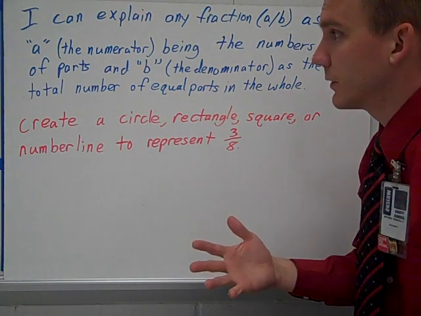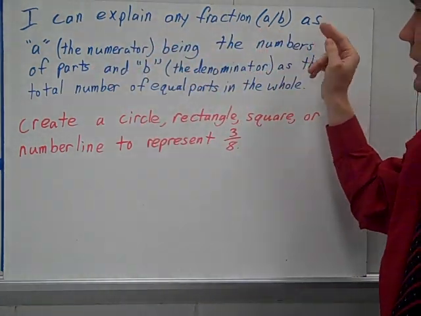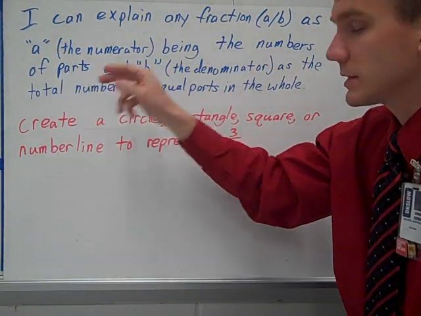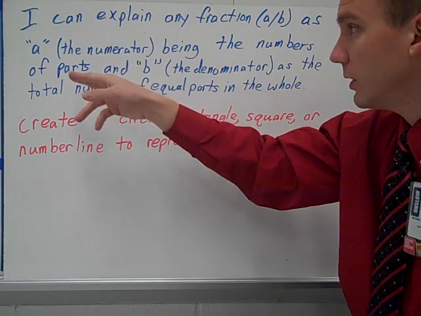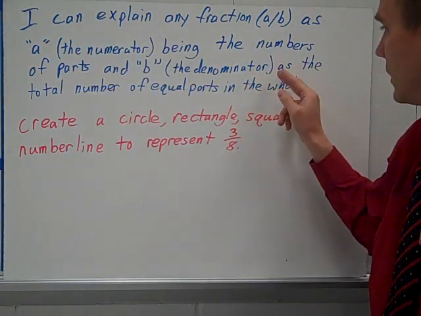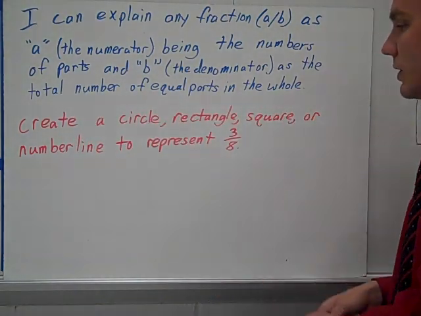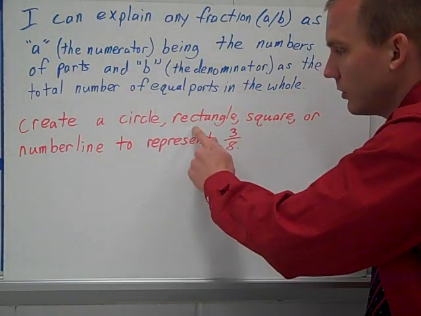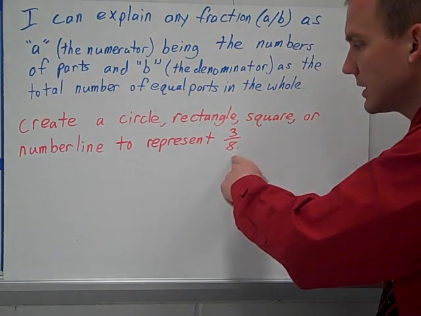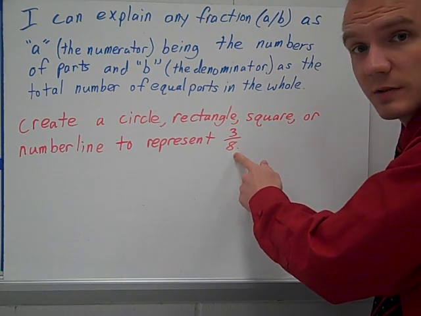Our learning target for today's lesson: I can explain any fraction a over b as a, the numerator, being the number of parts, just like we counted the 3/4 before, and b, the denominator, that would be the fourths, as the total number of equal parts in the whole. So what I want you to do is create a circle, rectangle, square, or number line to represent 3/8. I want you to shade in 3 and have 8 parts make up your whole.